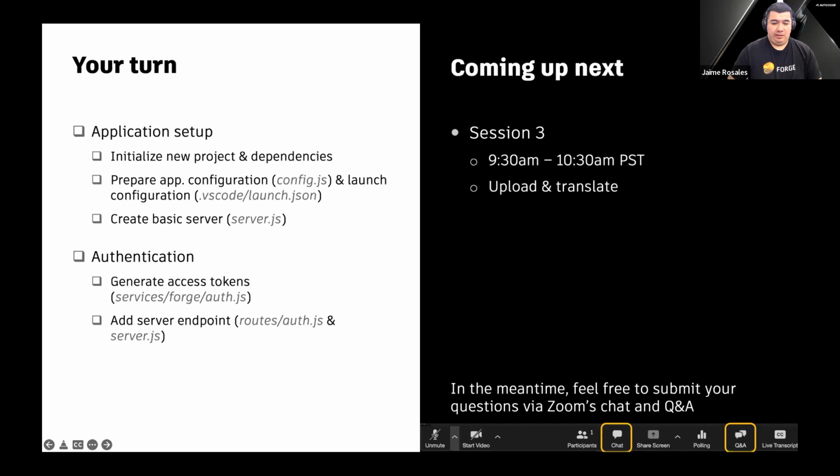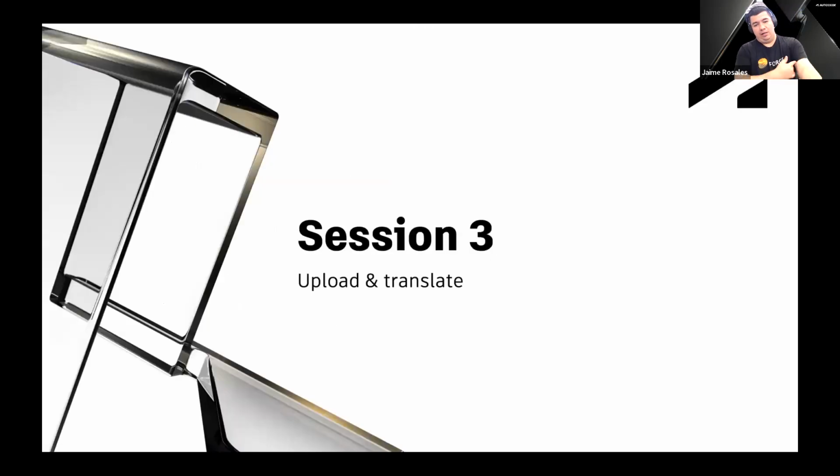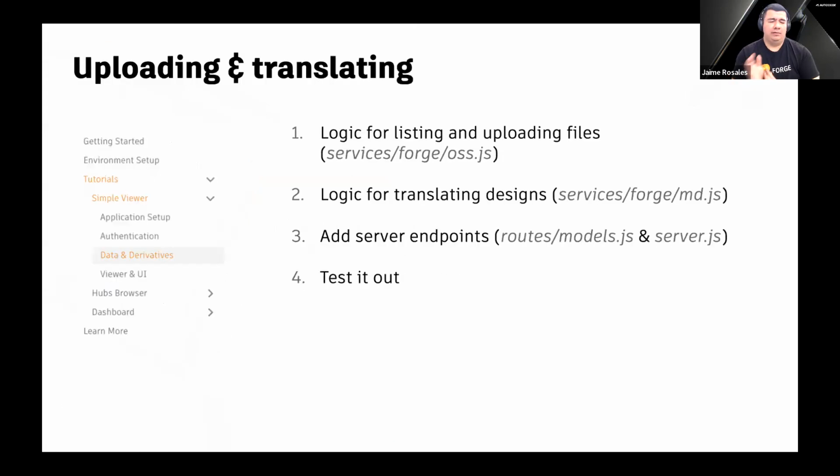So now the next topic is going to be the upload and translate topic for session 3. Basically, we're going to be creating the logic for the listing of the uploading files. And here we're going to be handling the use of different services within Forge. In the previous session, we only used the authentication service. So passing in our API keys, we're able to get back a token with certain permissions that will allow us to do the different kinds of interactions that we're going to have with the services later on.